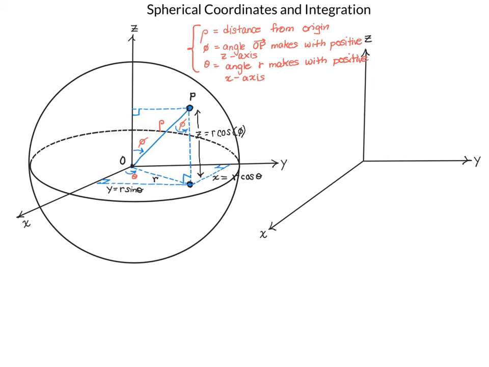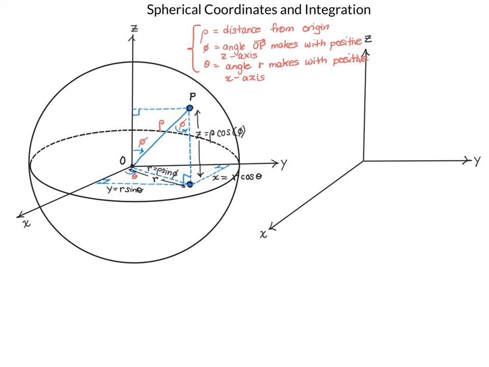Let me make an adjustment here. The r in this case is rho, right? Because it's the hypotenuse times the cosine of phi. And then our distance here, r, is equal to our hypotenuse, which is rho, times the sine of phi.